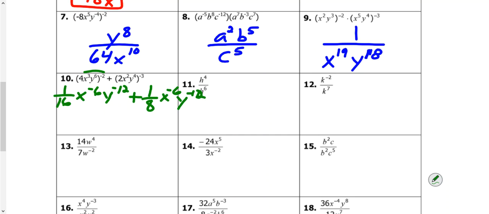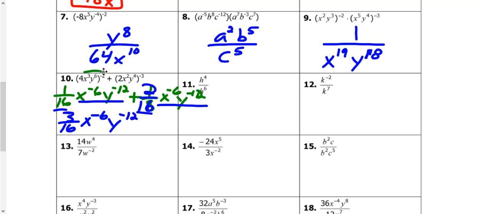Now, if you'll notice, since these are being added, we have common monomials here, but we need to be able to add the fractions together. So we've got to convert this 1/8 to be a common factor with the 1/16. So 1/8 is the same thing as 2/16. And that way, since they have the same denominator, we can add them. So that would give us 3/16 x to the -6, y to the -12.